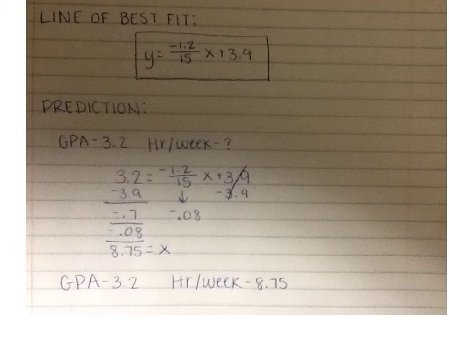You use this equation to plug in either an x or a y value to find a point on your scatter plot. I chose to plug in a y value of a GPA of 3.2 to find out the number of hours per week of TV watched. When you do out the equation, you get an answer of 8.75 for an x value, which means that if you watch 8.75 hours of TV, you can approximate a GPA of 3.2.